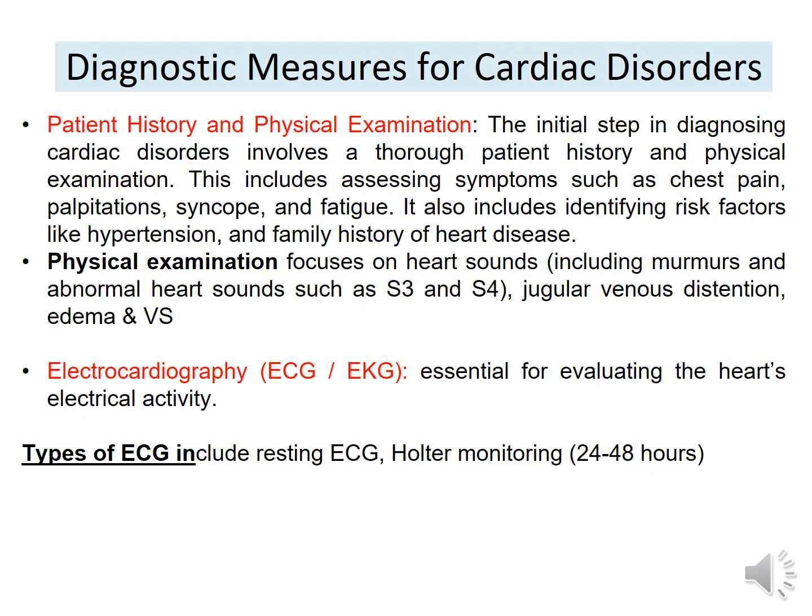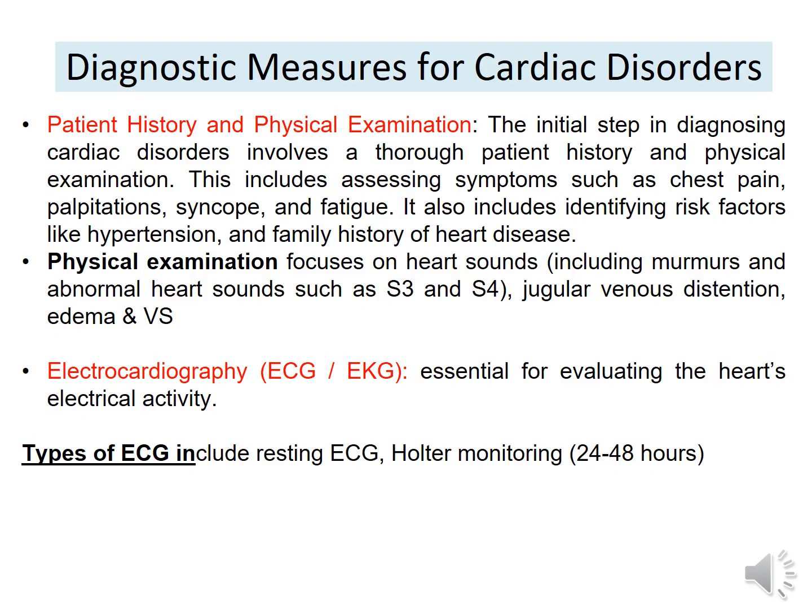Murmurs mean an abnormal heart sound, which usually refers to S3 and S4. Also, jugular vein distension, which is a sign of fluid overload and edema, and changes in vital signs like hypertension, tachycardia, and tachypnea. And of course, fever in case of infection.